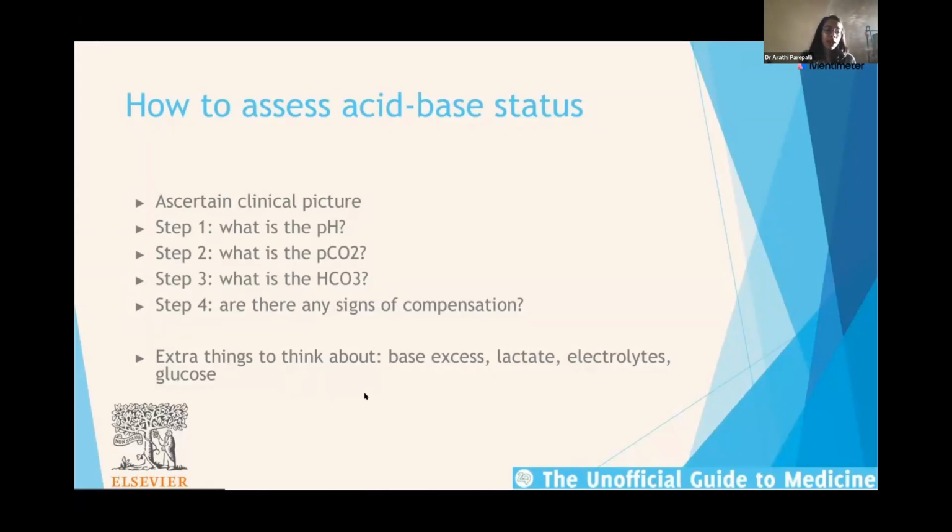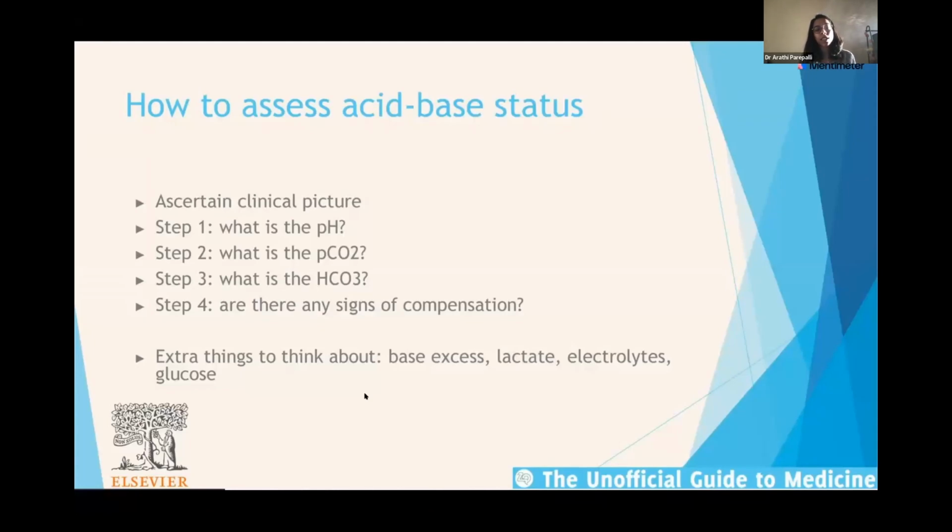Then I go on to think about step 3, which is what is the bicarb level? The bicarbonate is produced by kidneys and again acts as a buffer. So a high bicarb level will bring down your pH, whereas a low bicarb level will increase your pH. And then step 4, are there any other signs of compensation? I'll talk more about compensation later, but that's just something else to think about. And that is an assessment of your acid-base status.